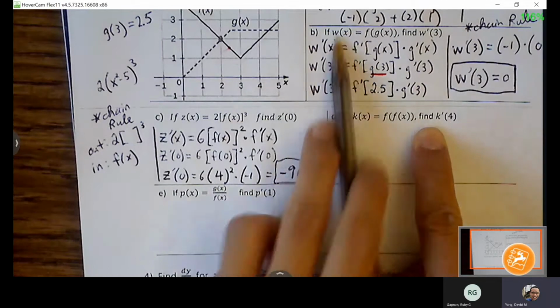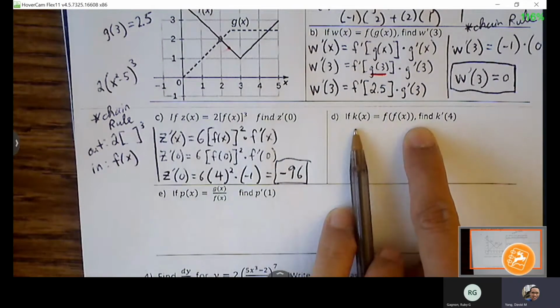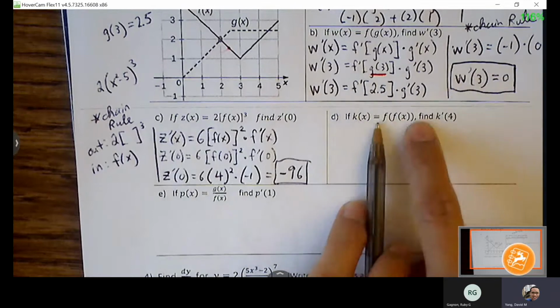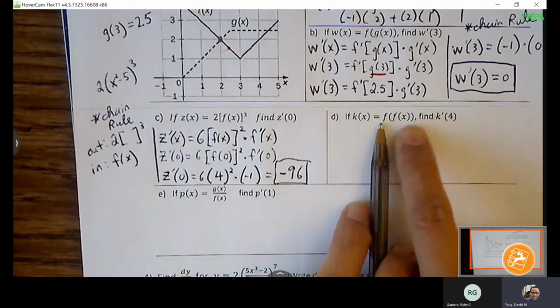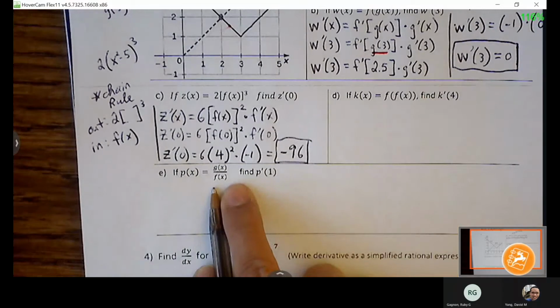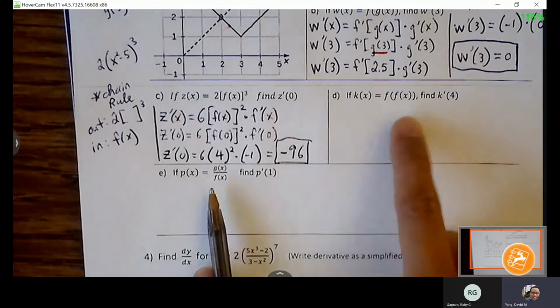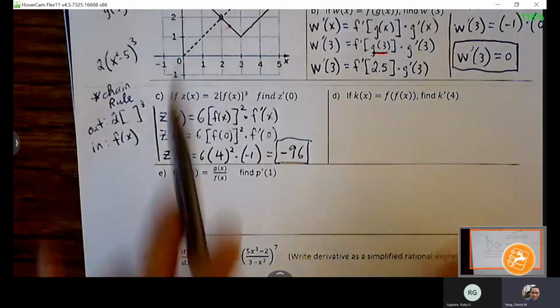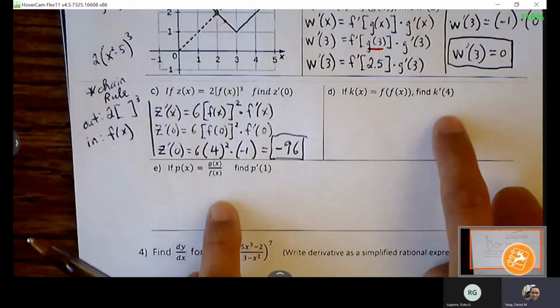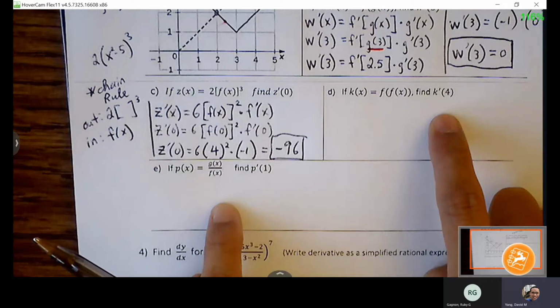D is similar to B. It's also chain rule. It's just that the outside and inside functions are both the same, but I think you guys can figure that out. So I'm going to skip D and E. Well, what does E look like to you? Quotient rule, right? So you go through quotient rule, plug in 1, and the same process. Okay, so I'm going to skip these two problems. You have the key. I think you guys should be able to use this as extra practice.